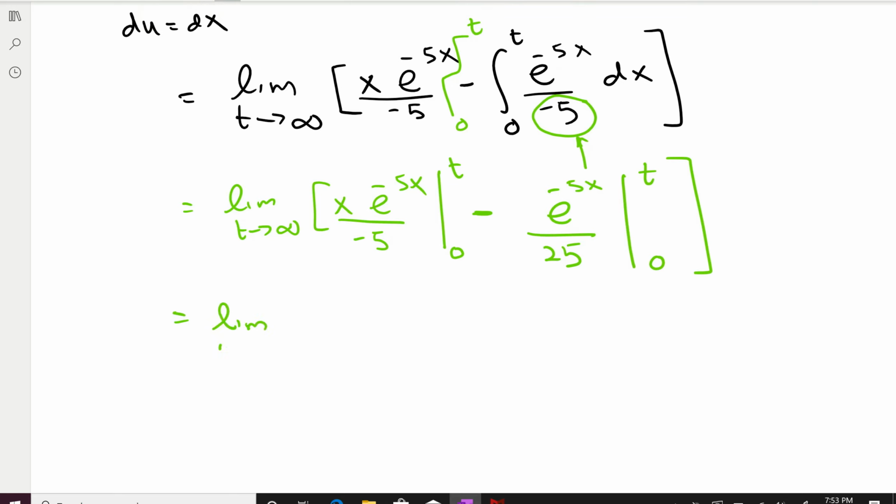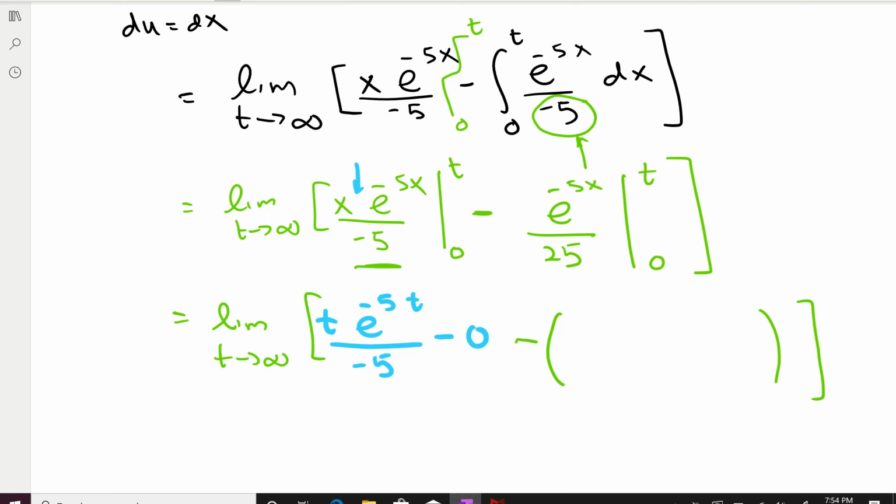Now we just need to evaluate these functions. First evaluate this part at t. It's t times e to the negative 5t divided by negative 5, subtract. Now you evaluate at 0. If you evaluate this function at 0, you're going to get 0, because x is 0. So 0 times e to the 0, which is 1, is 0 anyway. Minus, now this part, so let's have a parenthesis so that we don't mess up with signs. Now let's plug in t. It's e to the negative 5t divided by 25 minus plug in 0, so e to the 0 divided by 25. Okay, so let's simplify this.